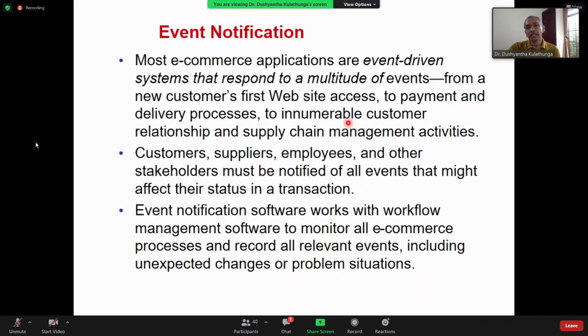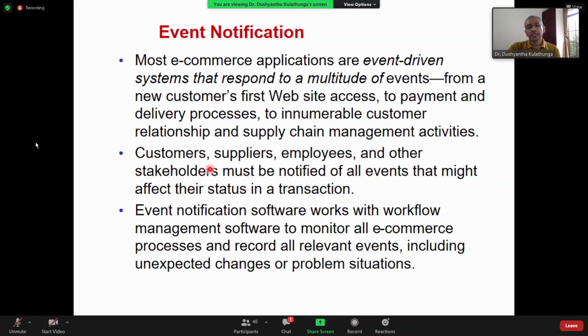So the organization may have to respond, or the customers may have to respond, or the suppliers may have to respond. Likewise, e-commerce applications can be identified as event-driven systems, where events lead to certain other events, or events trigger some other events. So that is what is elaborated here.